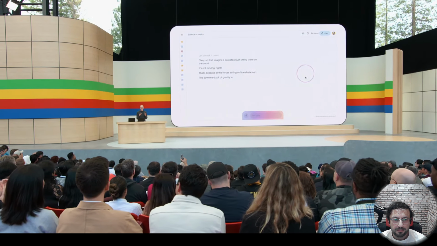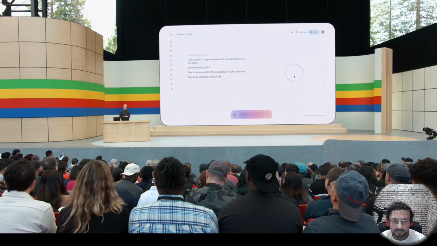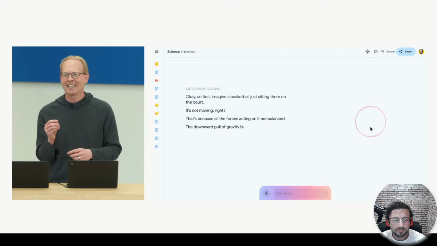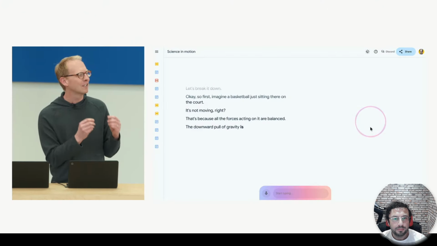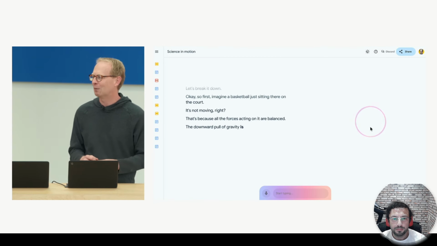I gotta say, the first time my son heard this, you should have seen how big his eyes got, because he was gripped. They were talking to him. He was learning science through the example of basketball, his favorite sport. Now, what's interesting is under the hood, you saw that Gemini had used some of the concepts of gravity, Sir Isaac Newton, but nothing in there was about basketball. It connected the dots and created that age-appropriate example for him.